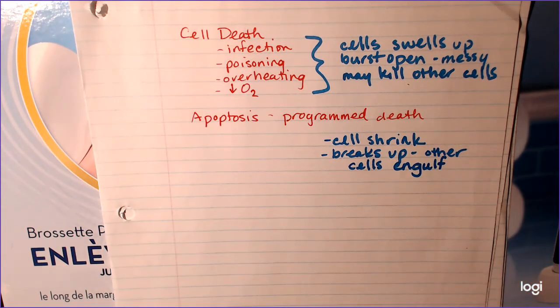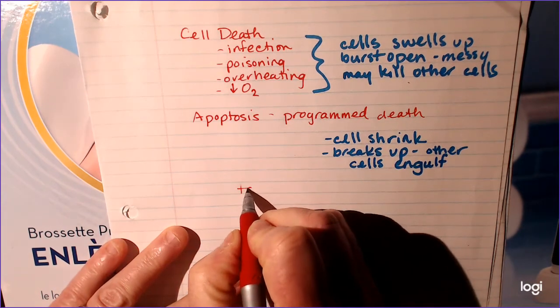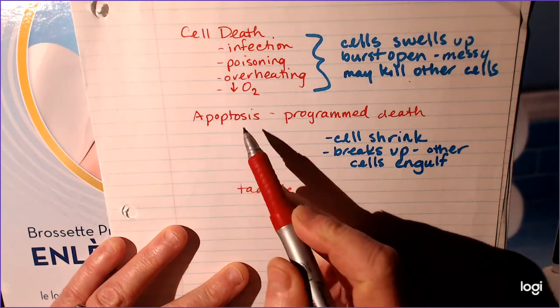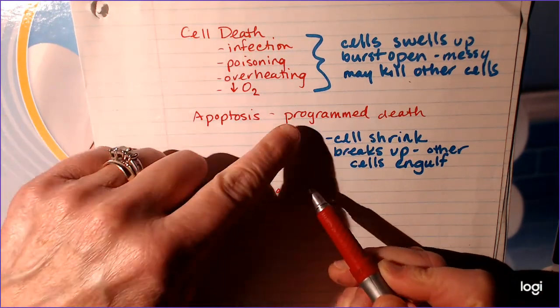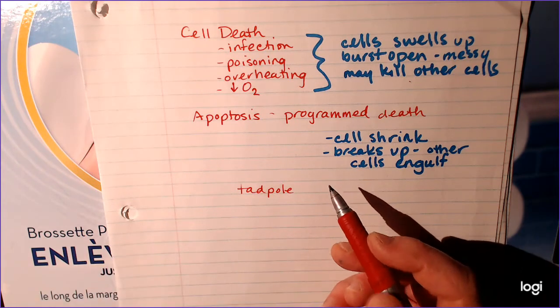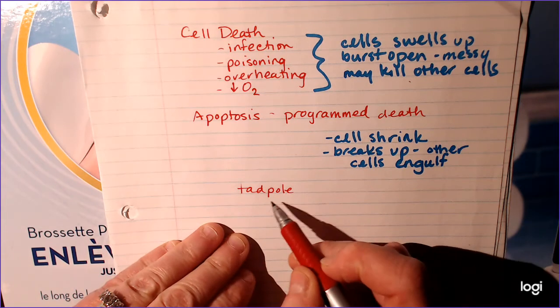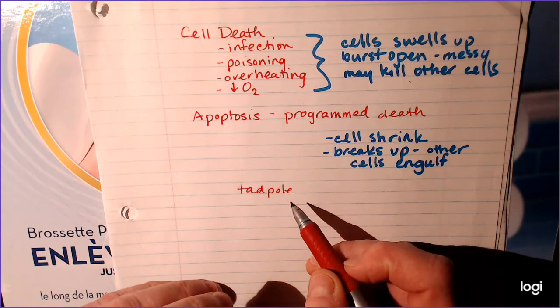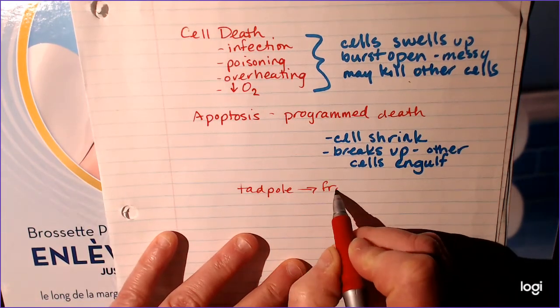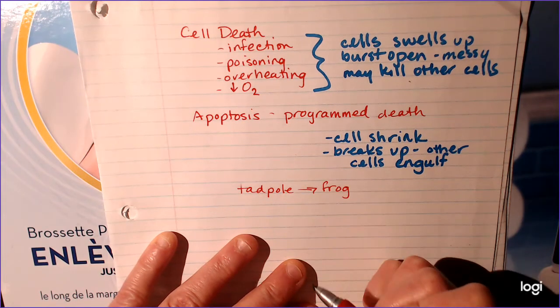And where we can see apoptosis is, for example, in a tadpole. A tadpole has a tail. And at part of its development, those cells in that tail shrink up. It's programmed death: they shrink up, break up, and are resorbed, and the nutrients from the tadpole tail are used to form legs on the frog. So that's a good example of apoptosis.